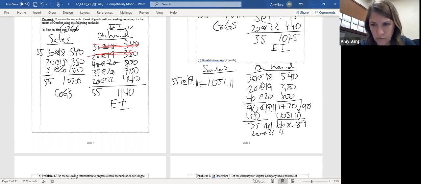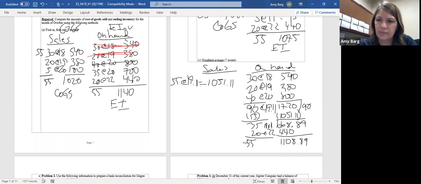for the 440, we still have 55 units, but now they are $1108.89. And at this point, if you were to divide that $1108.89 by 55, you could figure out that each unit was now going to cost $20.16 if you were to make further sales.